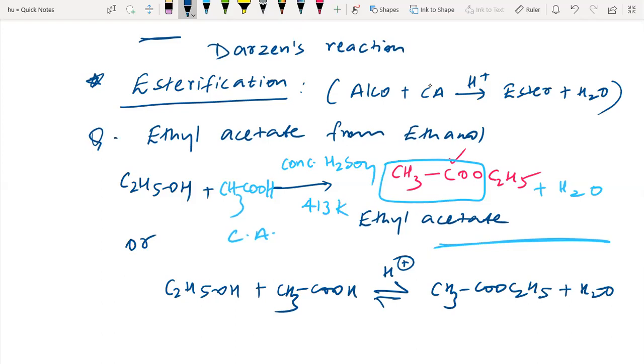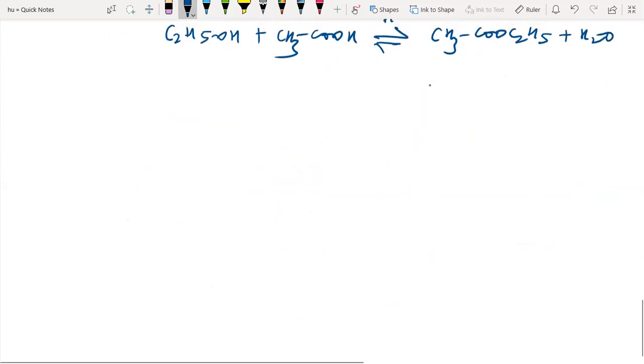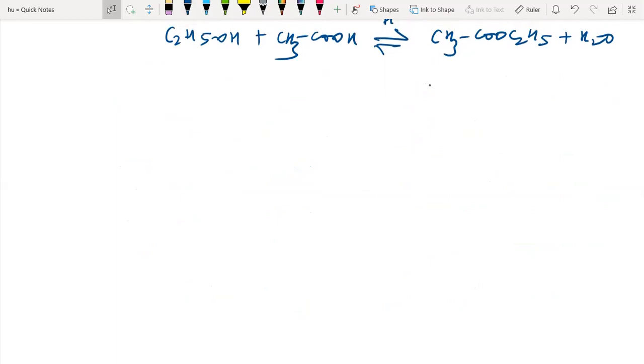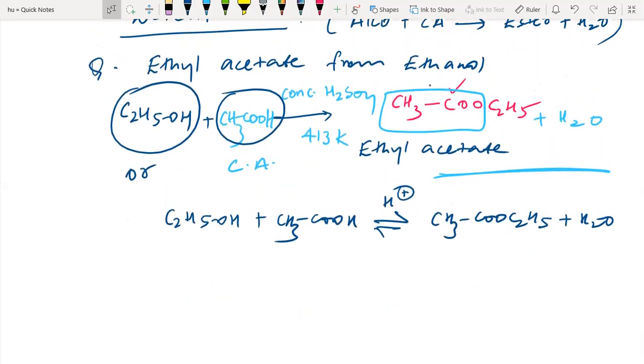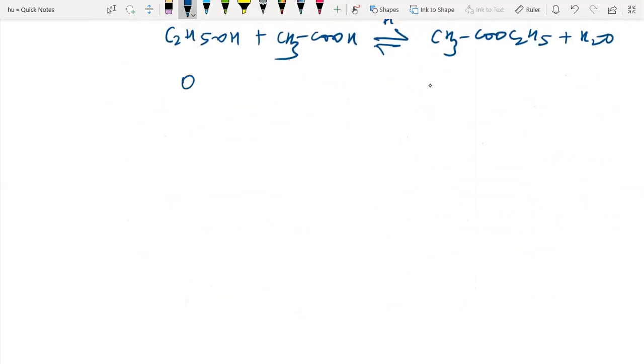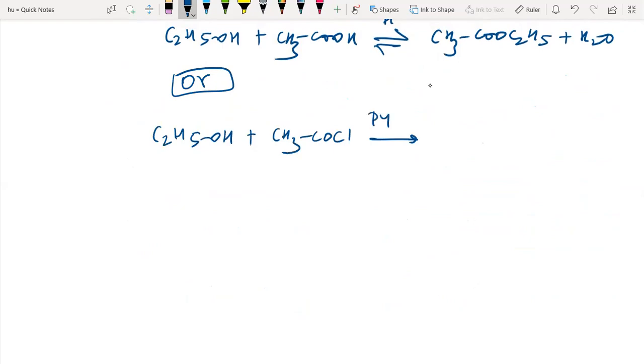For esterification, one more reaction. What we did here actually was the reaction of alcohol with acid. One more is there, when alcohol is reacted with acetyl chloride in place of acetic acid. If we have acetyl chloride, we'll get ester. For this question, ethyl acetate from ethanol, we can write that ethanol is reacted with acetyl chloride in presence of pyridine.